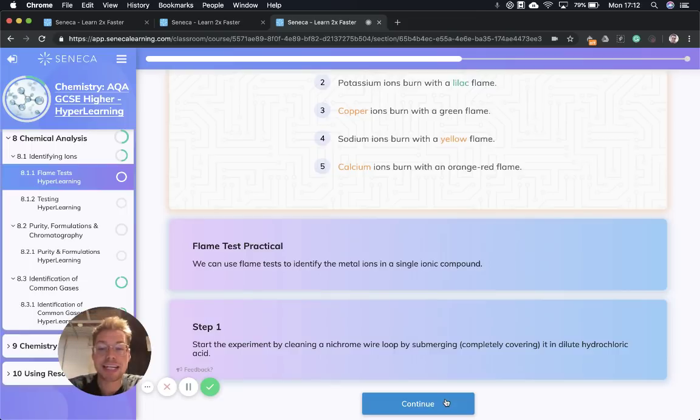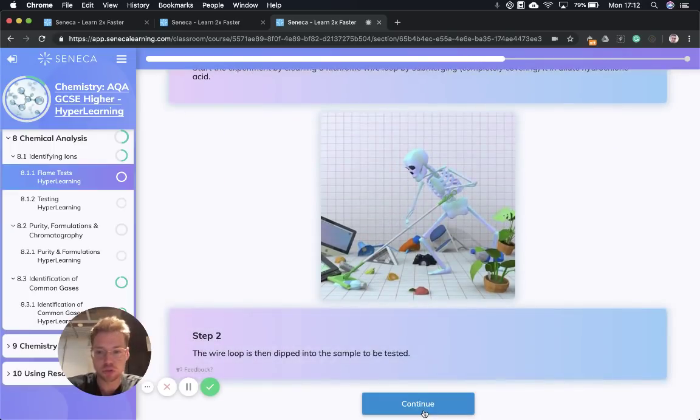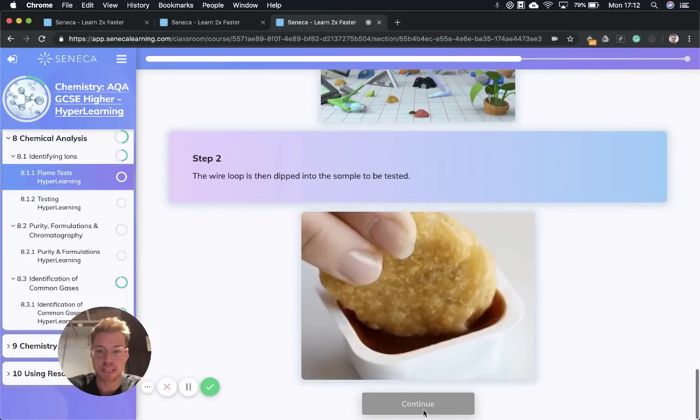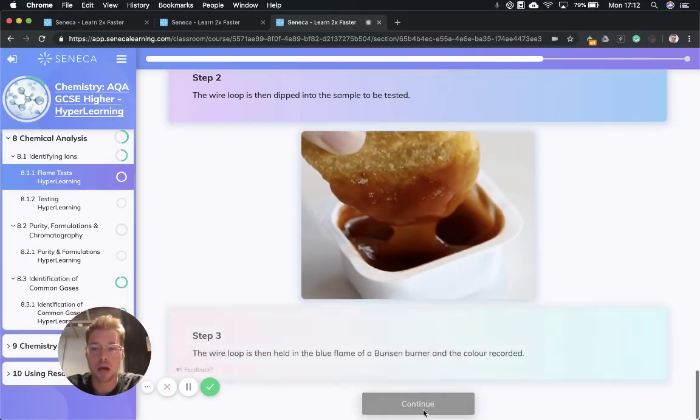Start the experiment by cleaning a nichrome wire loop by submerging it in dilute hydrochloric acid. Oh, it's so dramatic. I love it. Step 2, the wire loop is then dipped into the sample to be tested. Then step 3, the wire loop is held in a blue flame. It's a blue flame, not a yellow flame. We want complete combustion up in here.